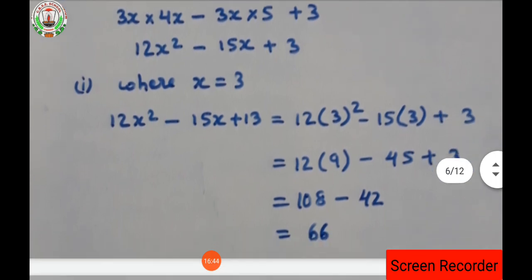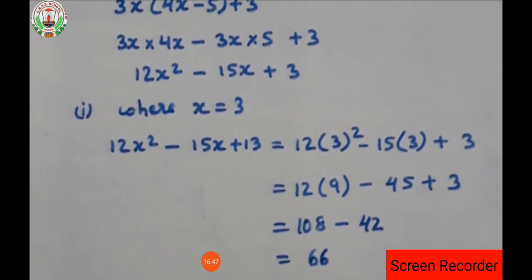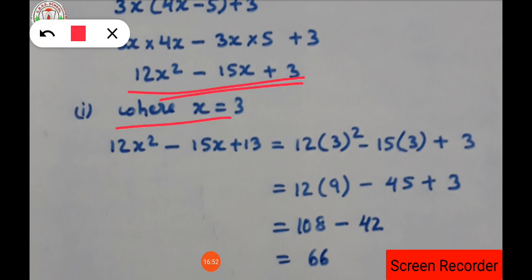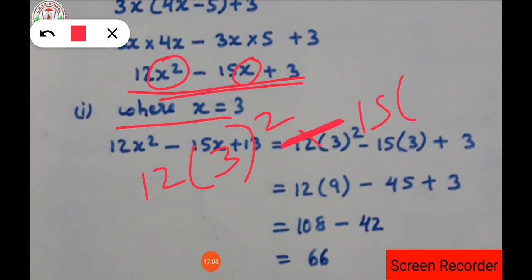Now the first part of the question says you have to substitute the value of x equals 3. Where do you have to substitute? Here you have to substitute. So in place of x you have to put 3. We have the equation 12x square, so in place of x we put 3, isn't it? Minus 15 into 3 plus 3. So x square means 3 square. 3 into 3 is how much? 9, and 9 into 12 will be 108.